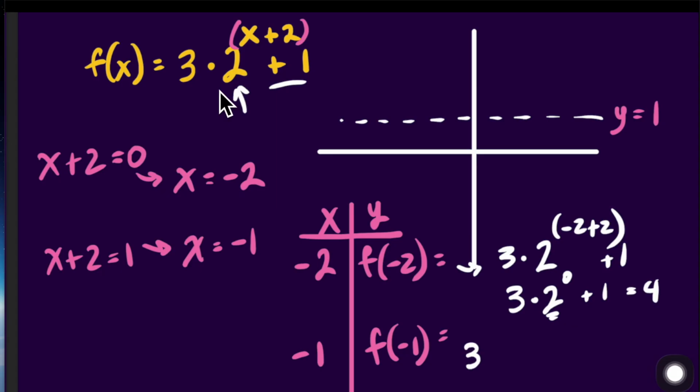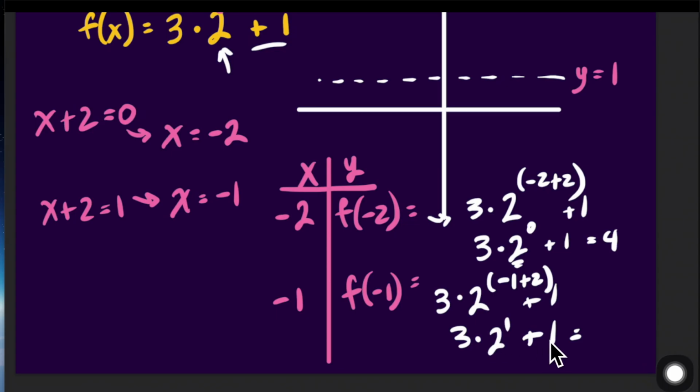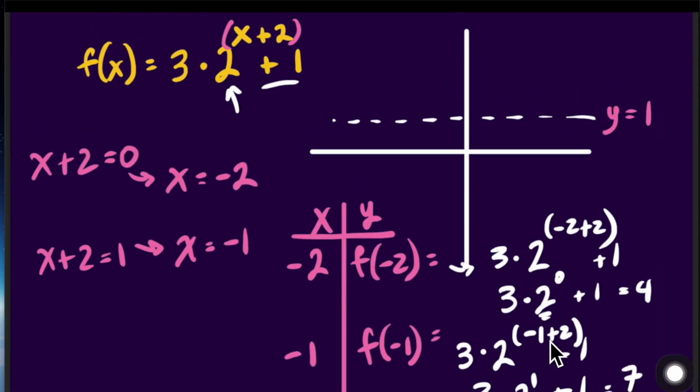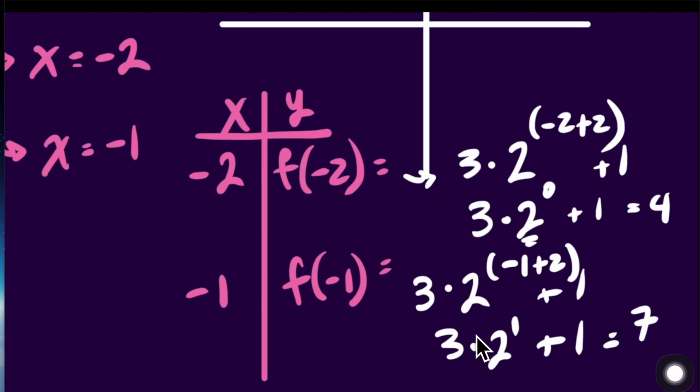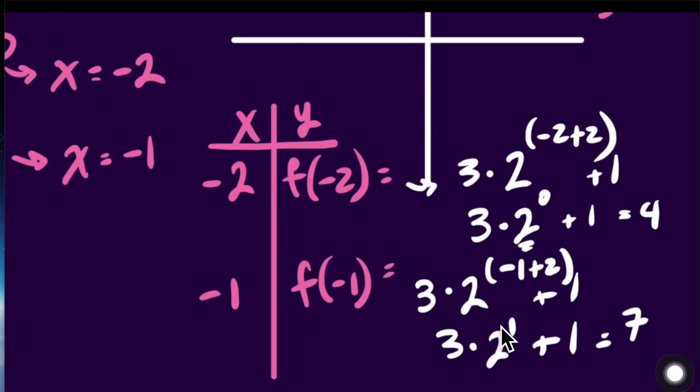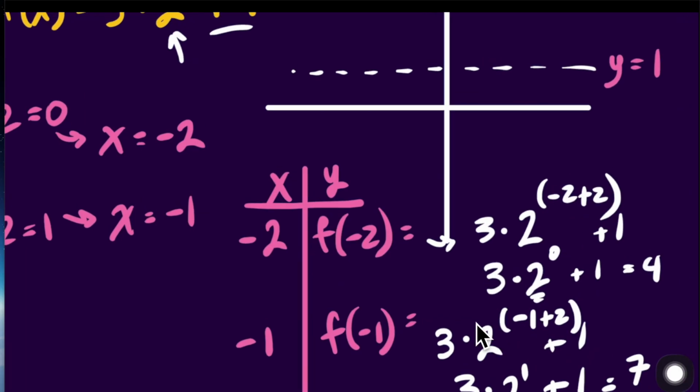Next, we're going to plug in negative 1. We're going to have 3 times 2 raised to the negative 1 plus 2, plus 1. 3 times 2 to the first power plus 1. And 2 to the first power is 2. 3 times 2 is 6, plus 1 is 7. You see, folks, this is designed on purpose because when you set this equal to 0, set that equal to 1, get your x value, and then you end up plugging it into the function, you end up getting 0 and 1 back, and the math is very easy.